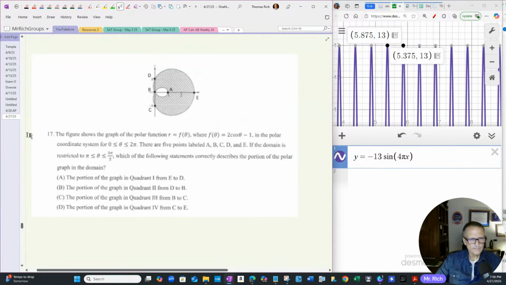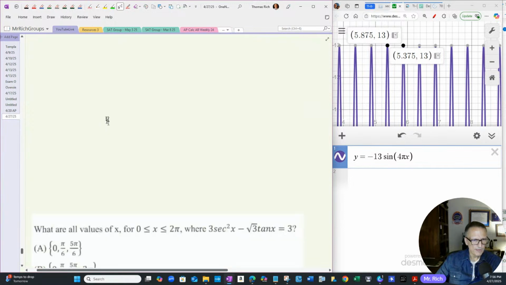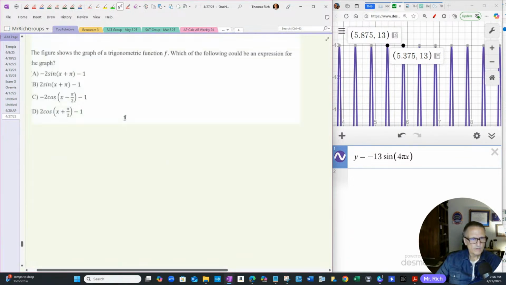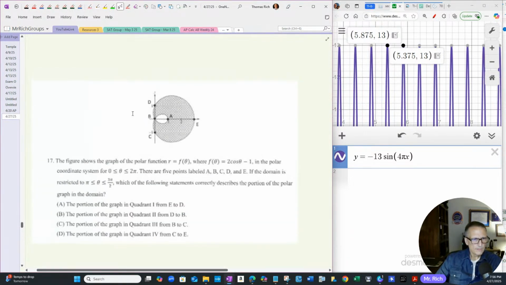All right, 17. Let's see how many more we've got here. We are almost to the end. The figure shows the graph of the polar function where f of theta is 2 cosine theta minus 1 in the polar coordinate system, 0 to 2 pi. There are 5 points, A, B, C, D, and E. If the domain is restricted to pi to 3 pi over 2, which of the following statements correctly describes the portion of the polar graph in the domain?